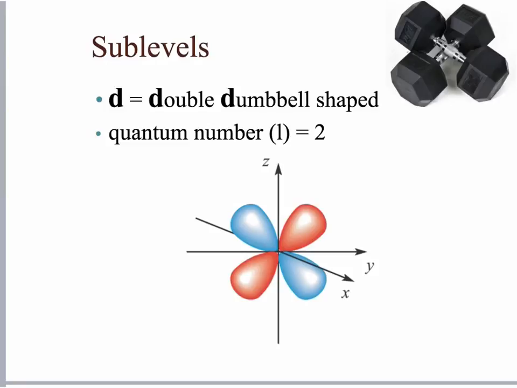The third sublevel is the D sublevel. I call this the double dumbbell shape. And the double dumbbell shape looks like this. Again, quantum number L equals 2. So basically you're matching these letters up with numbers.